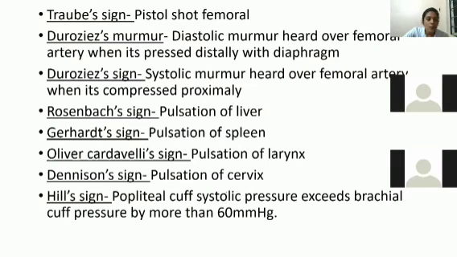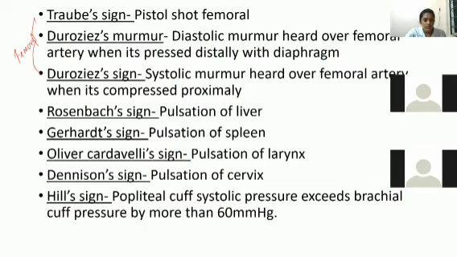So next is Traube's sign. Next we are moving on to the femoral artery. We are dealing with limbs, no? The hand is completed. Next we are moving on to the legs. These three signs, 1, 2, 3, are about the femoral artery or the femoral area. Traube's sign means pistol shot femoral. If you are palpating, we can see a pistol shot-like pulsation in the femoral. That is Traube's sign. Then Duroziez's murmur.